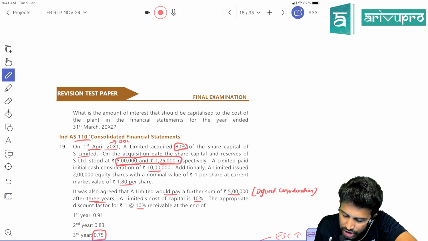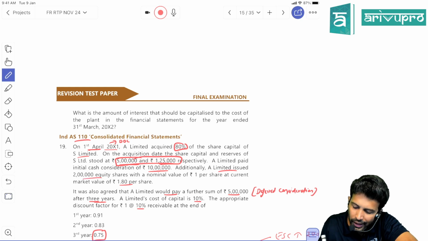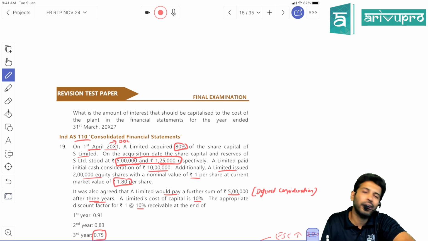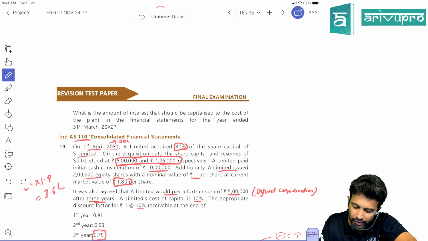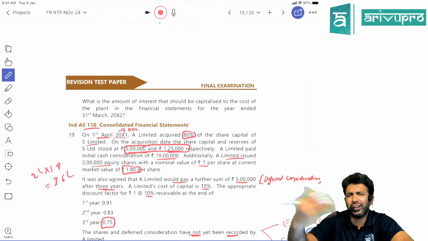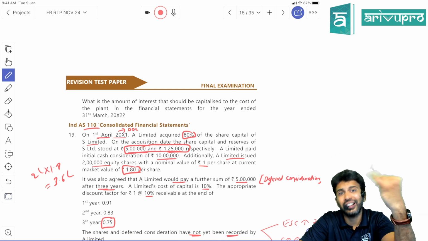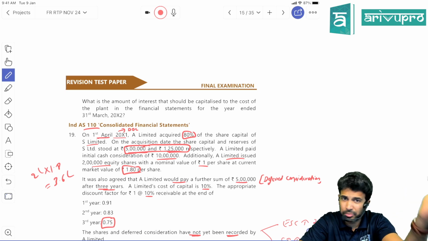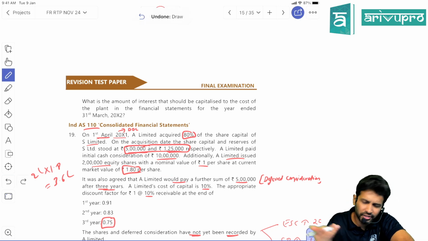A Limited paid an initial cash consideration of 10 lakh. This is your PC. Additionally, A Limited issued 2 lakh equity shares of nominal value, as in face value, 1 per share, but at a current market price of 1.8. So 2 lakh shares you have issued, each valued at 1.8. That means we have to take the issue price, which is the market value, 1.8. So 3,60,000 we have paid in the form of equity shares. PC can be given in various formats, no? Cash, equity shares, deferred consideration, contingent consideration, right? Prorated SBPR, all this we have studied, right? So here one more form of PC is equity shares.